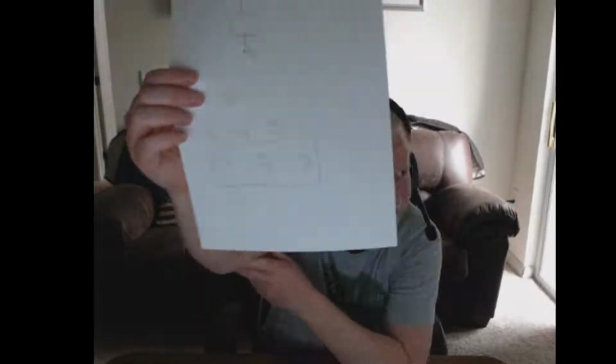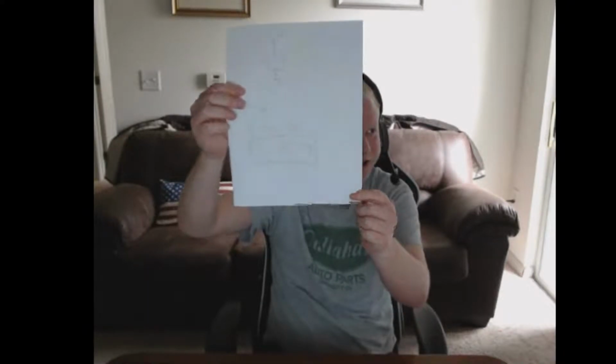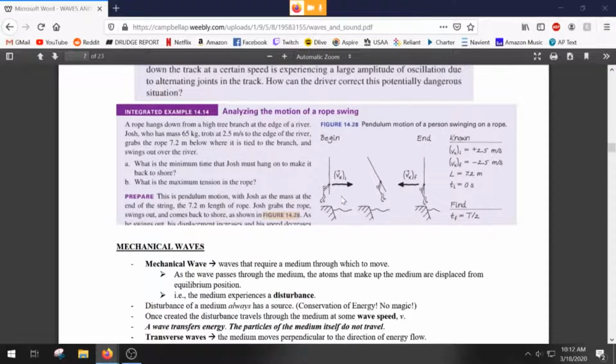I'll box it here so it's extra clear. We get that your tension force is equal to mv squared over r plus mg. Well, we've got v, right? v is 2.5 meters per second. We've got m, the mass of Josh, is 65. And we've got r, right, which is the length. I'll pull this back up so you guys can see it. 2.5 squared times 65 divided by 7.2 plus 9.8 times 65. And we get a tension force of 693 newtons.